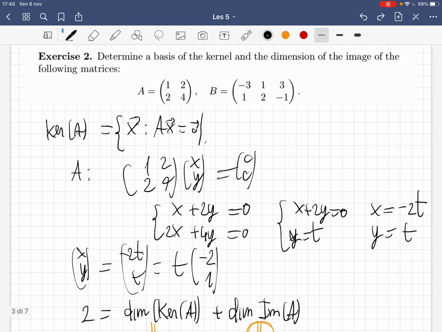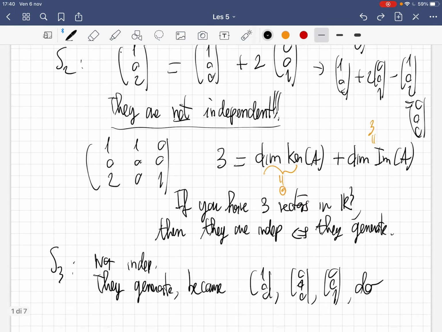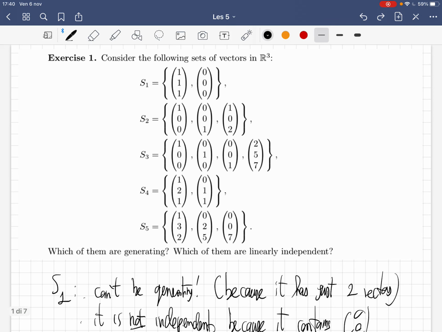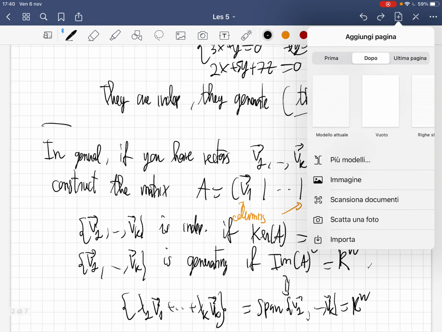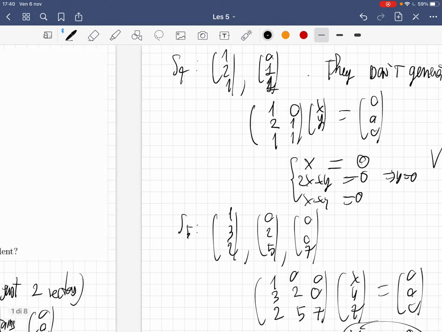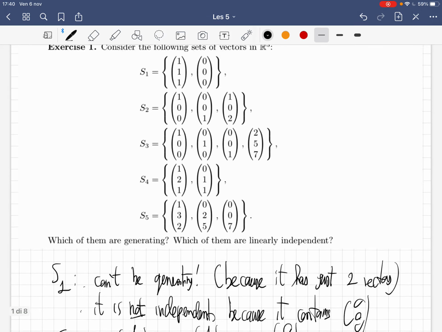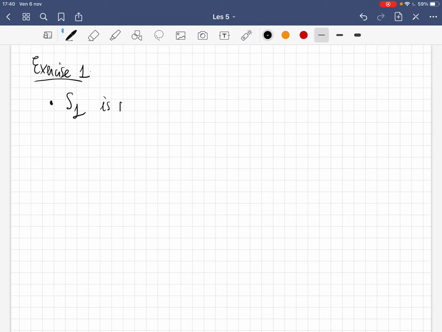Let's just go back and write now detailed solutions of the original exercises. This is going to be easier. So let's go here. Exercise 1. So S1, let's write this. What is this? It's not independent and not generating.